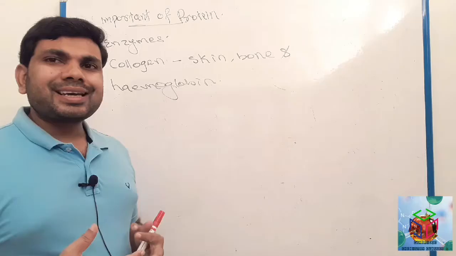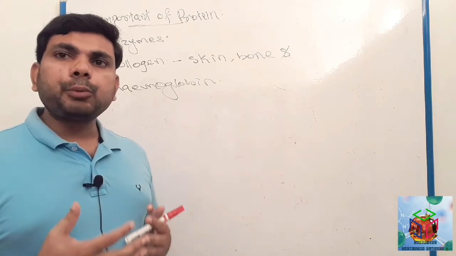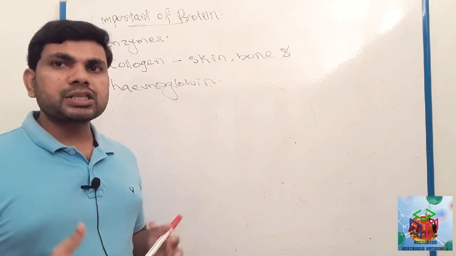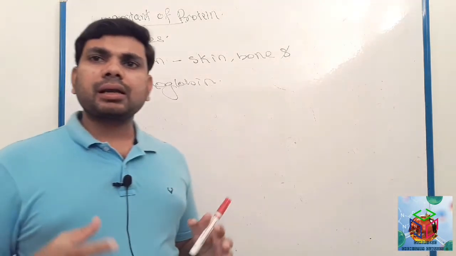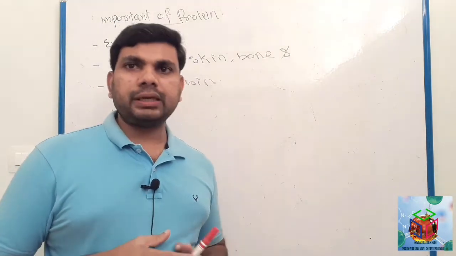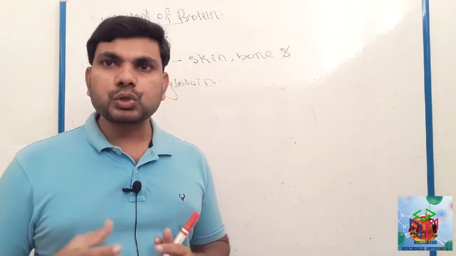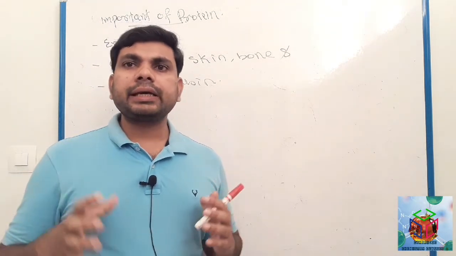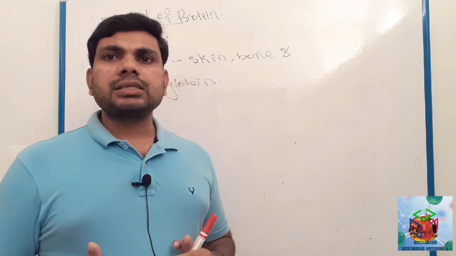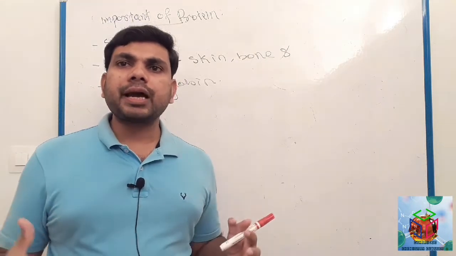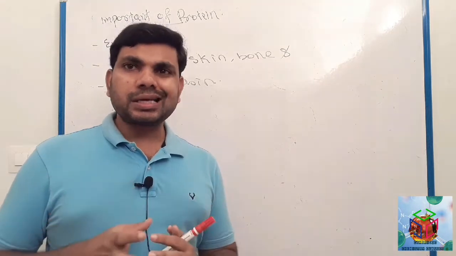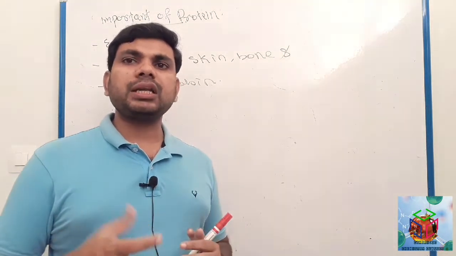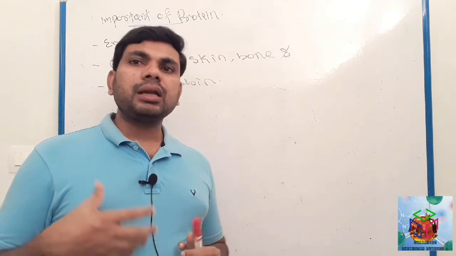Next we have to discuss the importance of polymers. Here, enzymes. We know enzymes are made of protein. Enzymes are biological molecules made of protein and they catalyze many chemical reactions which take place inside living cells. So enzymes are made of protein and they are very important for living organisms.